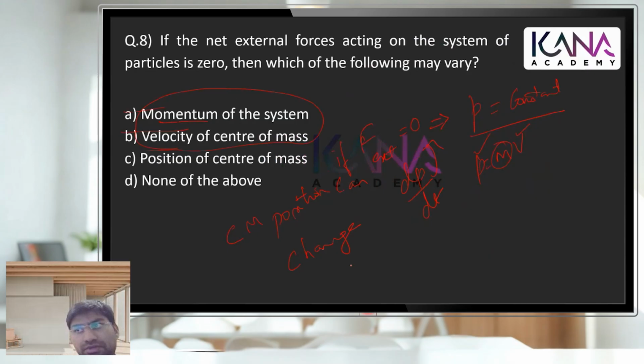It can change with time only if this velocity of the center of mass is non-zero. Constant, I mean, it is constant, but it is non-zero. In that case, the center of mass position can change. But it doesn't mean that if velocity is constant, it's 0, right? So based on this, the answer for the 8th one is option C.